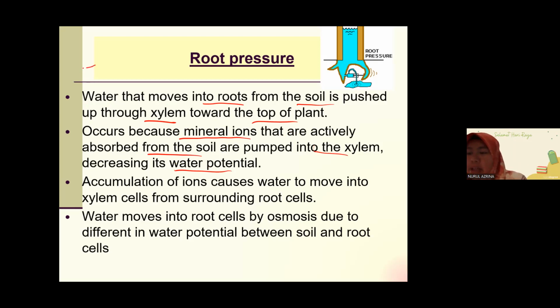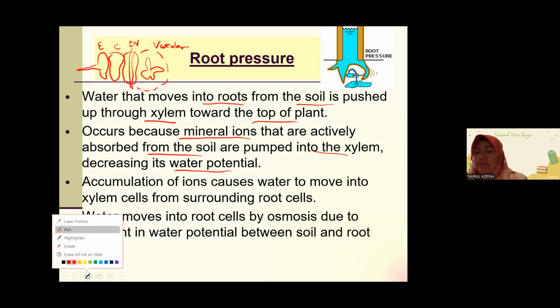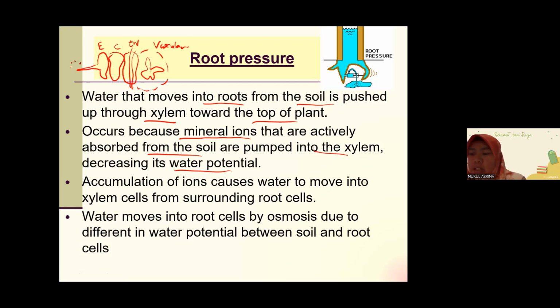Okay, let's say we have here the root. Root epidermis, let's say. And then this is the cortex. This is the endodermis that has the Casparian strip. And here is our vascular cylinder, for example. Okay, so this is our vascular. So what happens is, first, this is the soil.